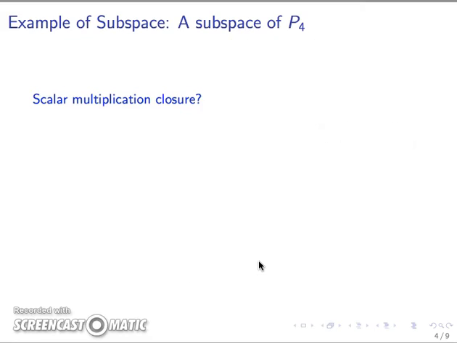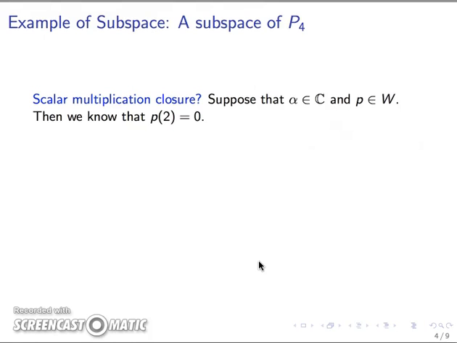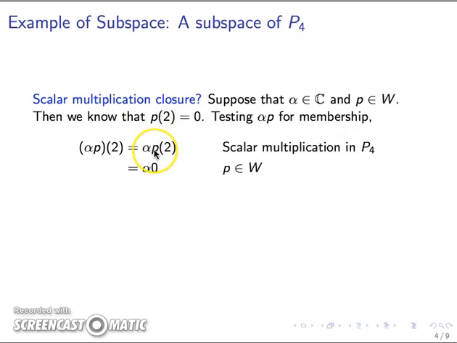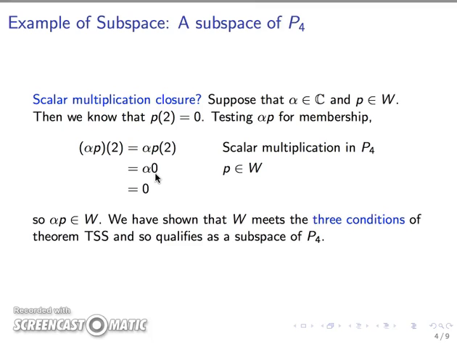Last but not least, what about scalar multiplication? If we consider an arbitrary complex number alpha and an arbitrary member P of W, we know that because that polynomial is a member of W, it has 2 as a root. We now need to establish what happens to the scalar multiplication alpha times P. Alpha P evaluated at 2 is the scalar multiplied by the polynomial evaluated at 2. We know that P of 2 equals 0, so alpha times 0 is 0, and this establishes that indeed scalar multiplication is closed. So the three conditions of the theorem are satisfied, and therefore we conclude that W is a subspace of P sub 4.